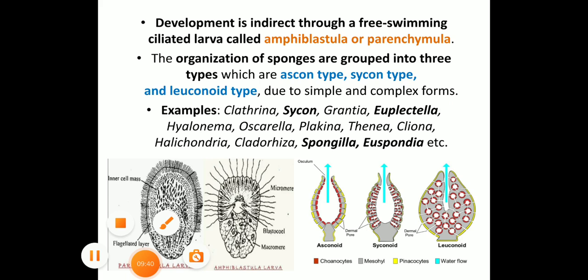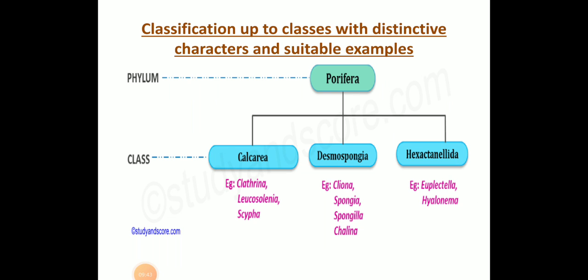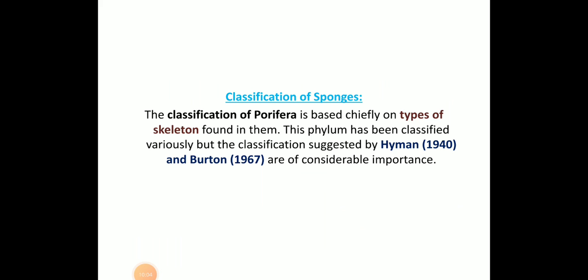Next we'll move on to the classification of the sponges. Here we have only 3 classes: Calcarea, Desmospongiae, Hexactinellida. We'll be studying them in detail. It can be asked for 5 marks about their classification with examples. This classification of sponges is mainly based on the type of skeleton and the cells arranged inside the sponges, which was given by Hyman in 1940, and later modified by Bruton in 1967.